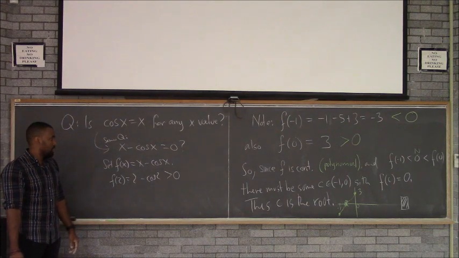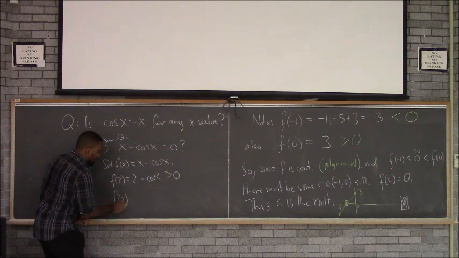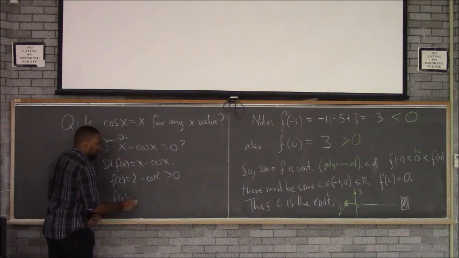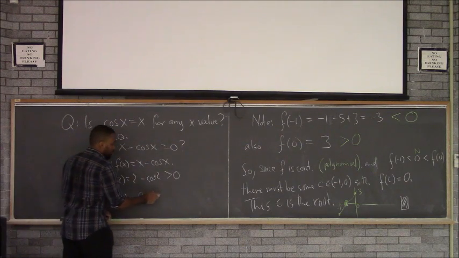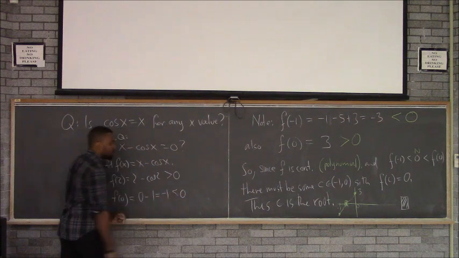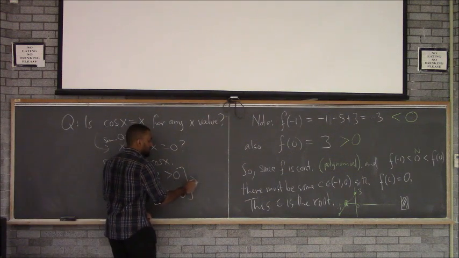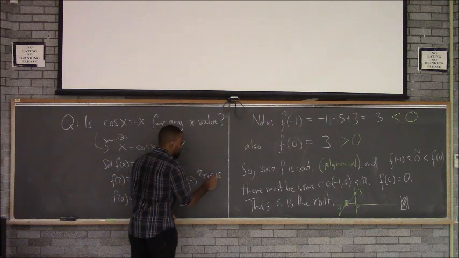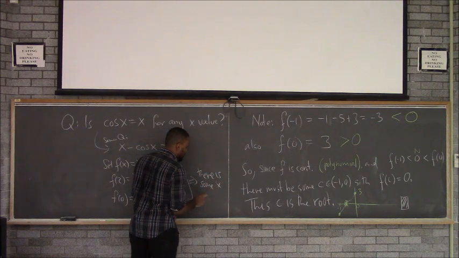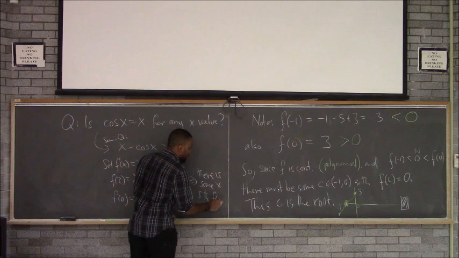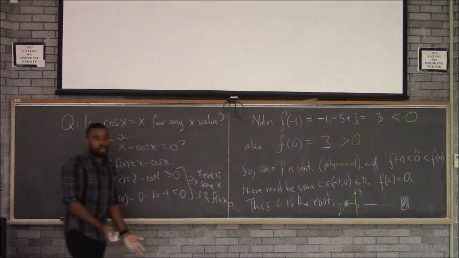And I can look at something like f of 0. So that's going to be 0 minus 1, so that's minus 1. That's less than 0. And so what that means is there is some x such that f of x equals 0. There has to be, right?